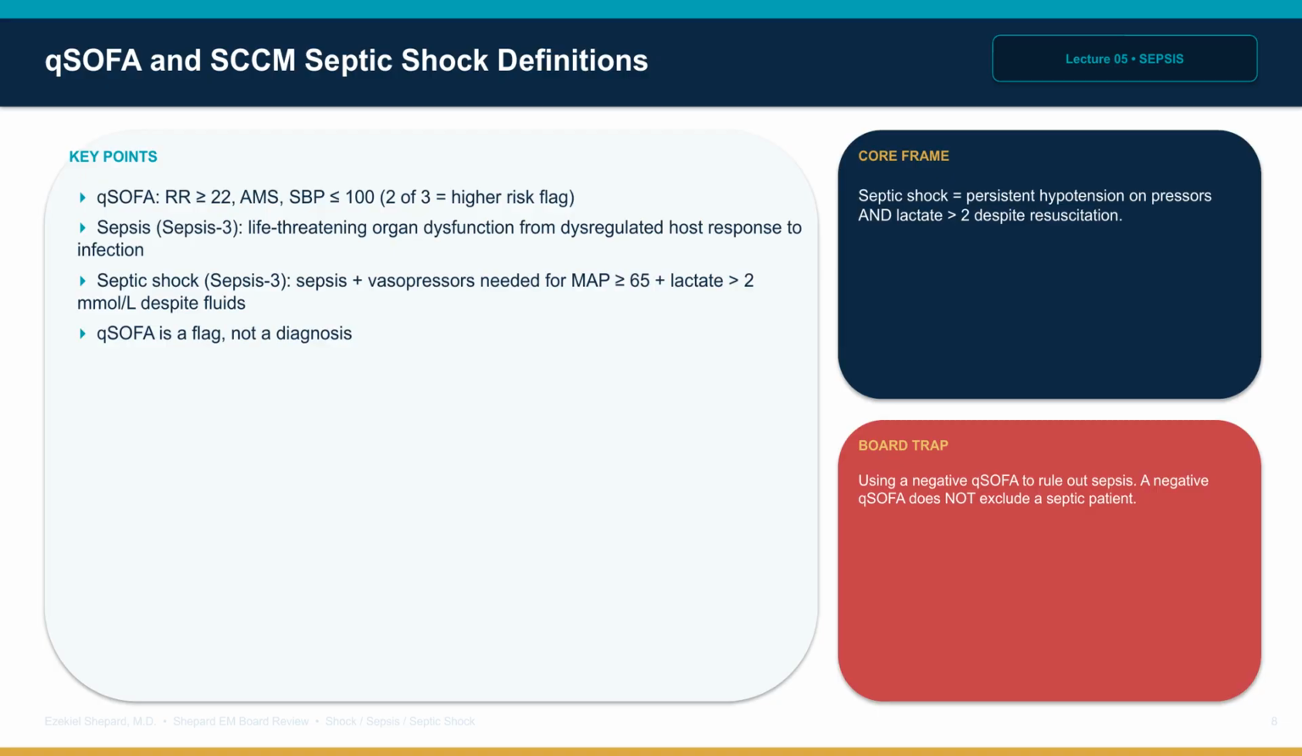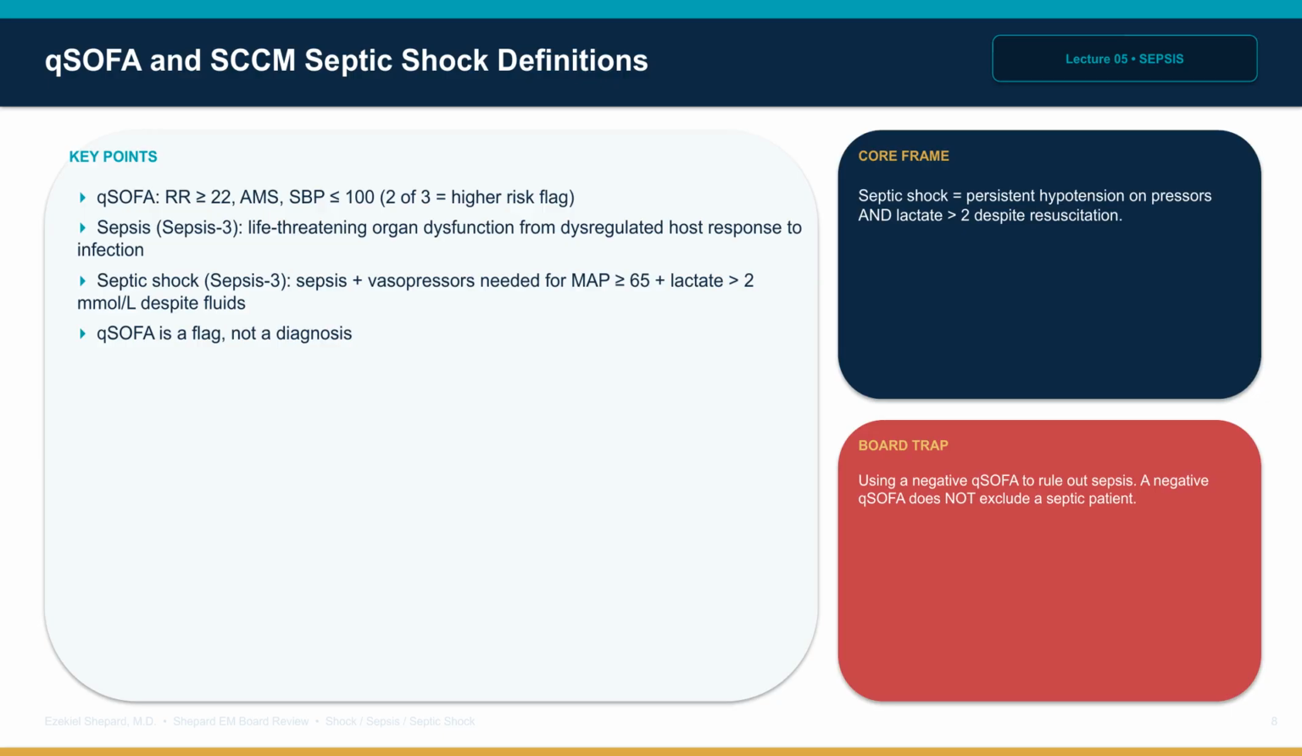Sepsis, by the Sepsis 3 definition, is life-threatening organ dysfunction caused by a dysregulated host response to infection. Septic shock, by Sepsis 3, is sepsis with persistent hypotension requiring vasopressors to maintain a mean arterial pressure of 65 or greater, plus a serum lactate greater than 2 millimoles per liter despite adequate volume resuscitation.